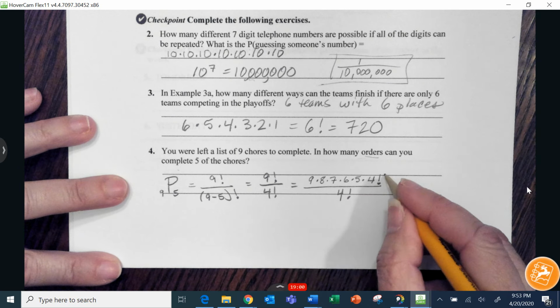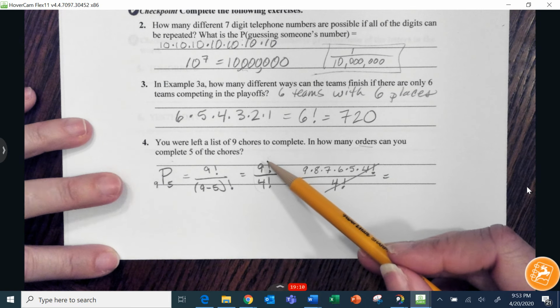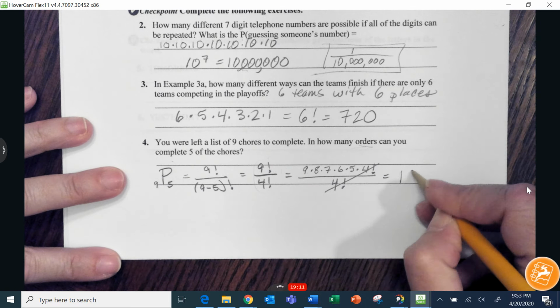Those cancel out. So on my calculator, I'm just typing in 9 times 8 times 7 times 6 times 5. Or you typed this into your calculator, and you should get 15,120 different ways you can complete 5 of the chores.